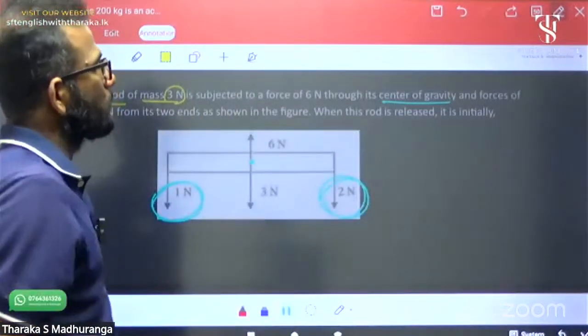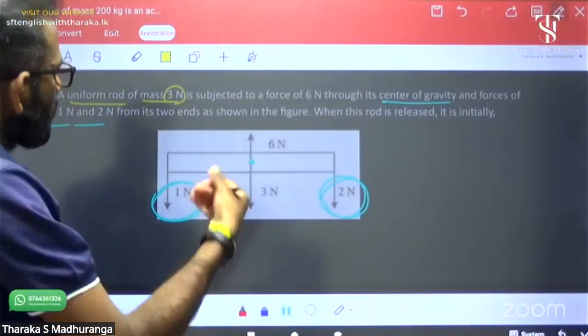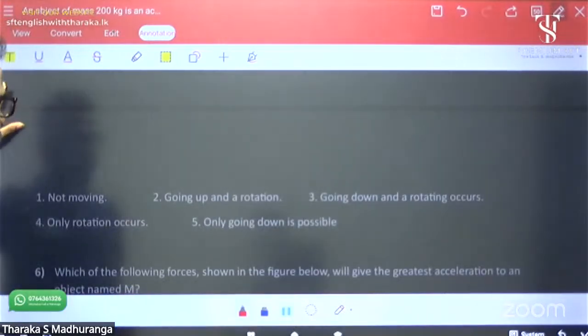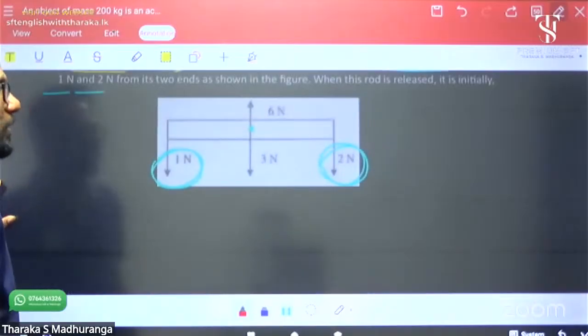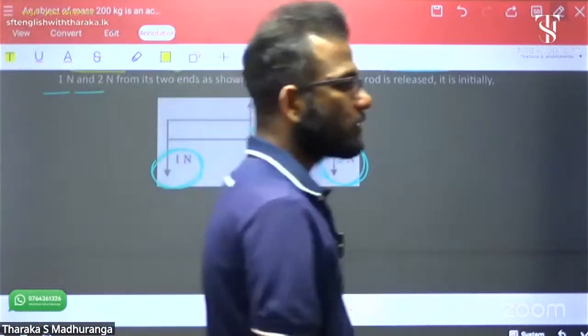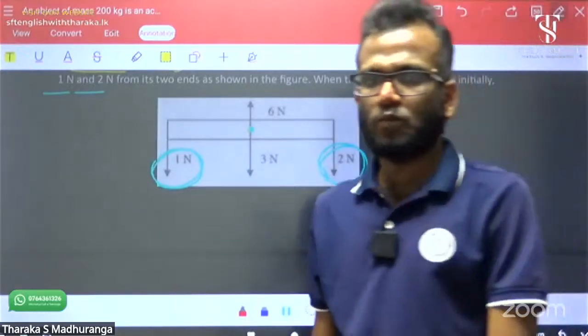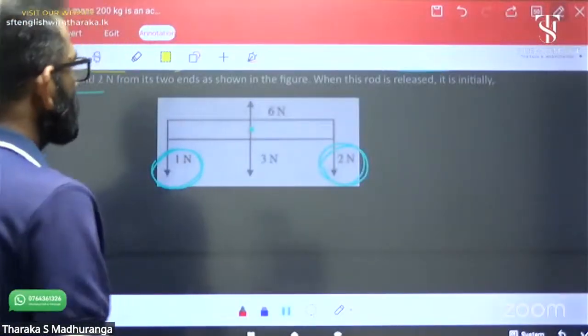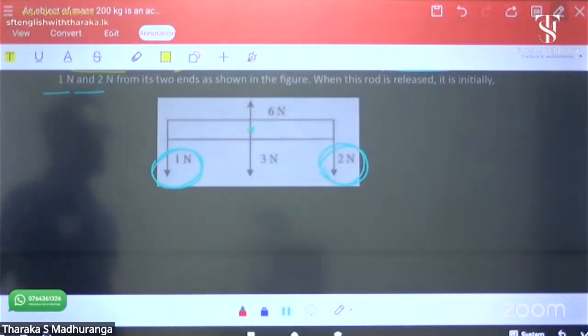Both ends. When this rod is released, the options are: not moving, going up and rotation, going down and rotation, only going down. Okay, what do you think? What's the motion type?